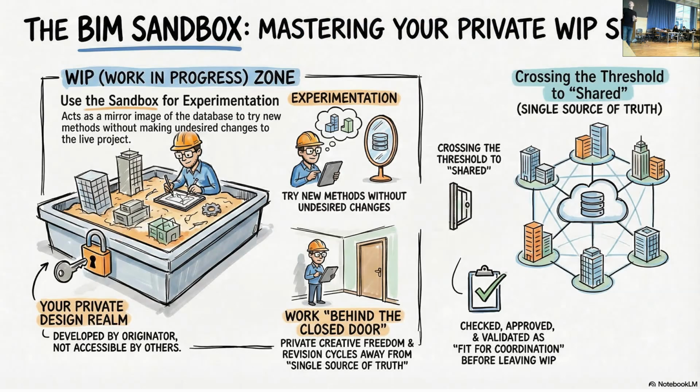Okay, so we work basically in our sandbox. We can do whatever we want, and this is work in progress. We make experiments, we basically work behind the closed door. Only we give it to the shared model if it is checked, approved, and validated as fit for coordination. Is it good enough for coordination? This is what we are trying to understand.